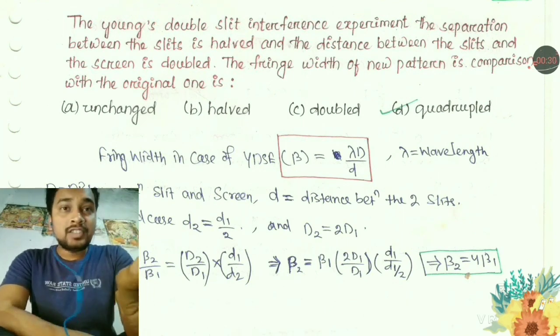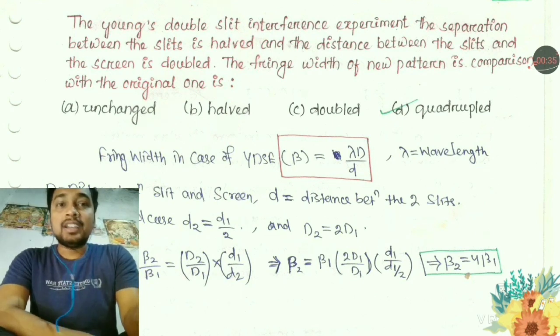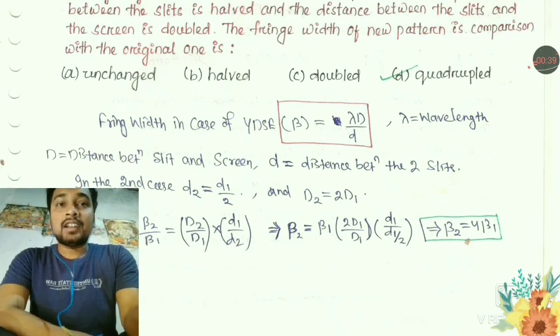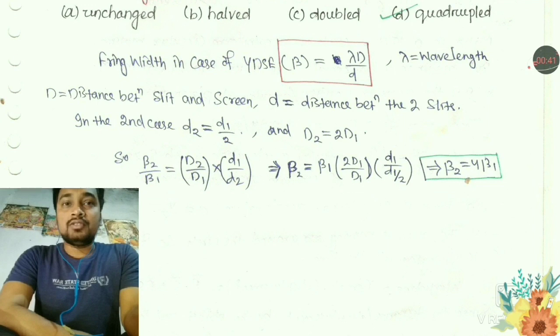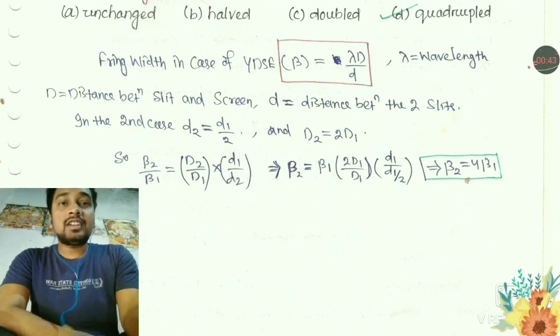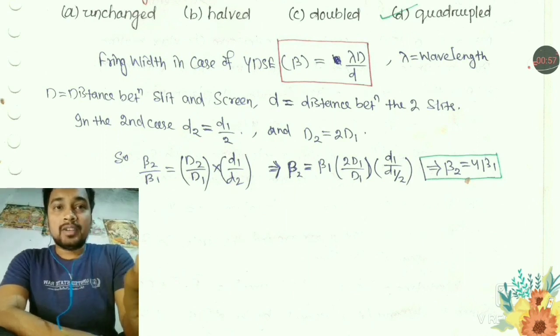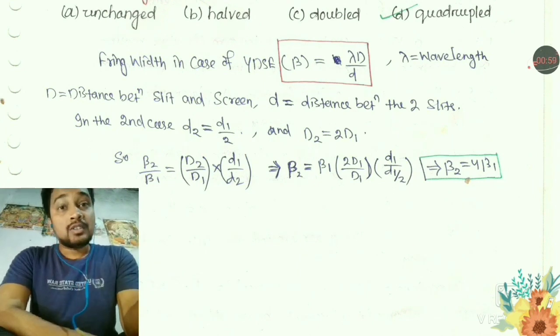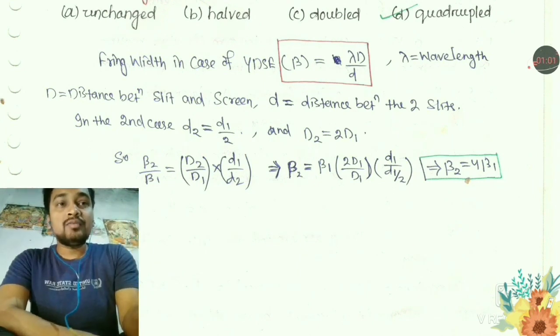We know that the fringe width in Young's double slit experiment is beta equal to lambda D by d. Capital D is the distance between the slit and the screen, and small d is the distance between the two slits. So in the second case, d2 becomes d1 by 2 and capital D2 becomes 2 D1. As lambda is a constant, beta is directly proportional to capital D and inversely proportional to small d. So beta 2 by beta 1 equals D2 by D1 into d1 by d2. So beta 2 becomes 4 beta 1.